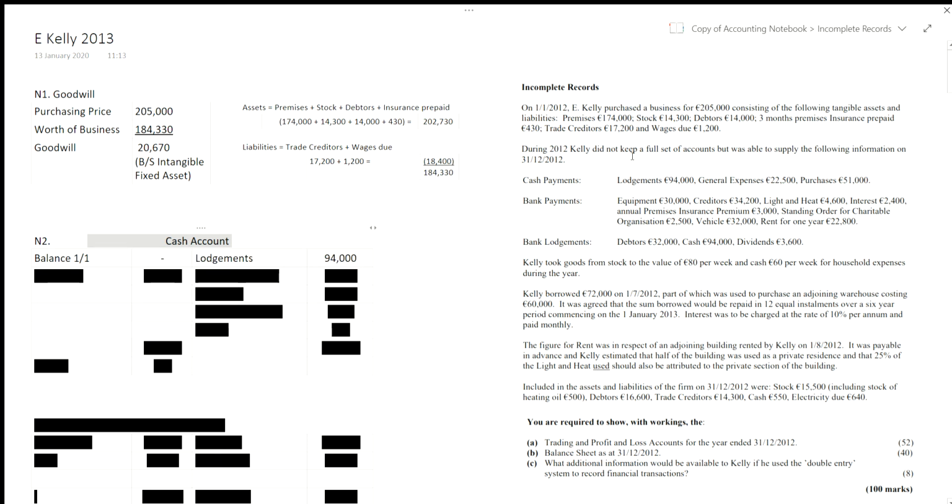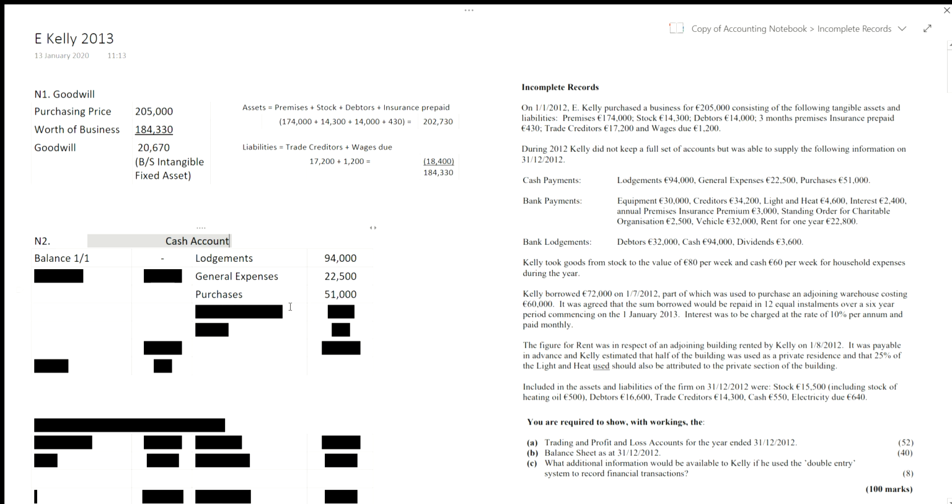Usually there might be. All I'm going to do now is list the 3 payments they give us: lodgements, general expenses, and purchases. So lodgements of 94,000, general expenses of 22,500, and purchases of 51,000. They were all cash payments. So they're all money that's gone out of my cash account, so I put them all on the credit side.